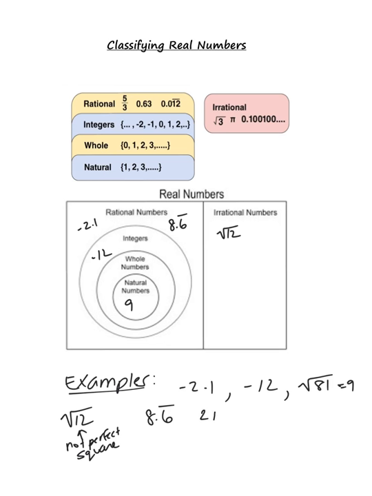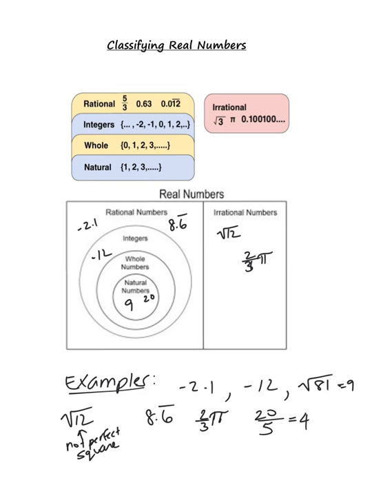Here's another example, 2/3 pi. So although 2/3 is rational, pi is irrational, so 2/3 pi would fall under irrational. Another example, 20/5. So 20/5, 20 is divisible by 5, so you can simplify this to just the number 4. And the number 4 is natural, and it's whole, and it's an integer, and it's rational.